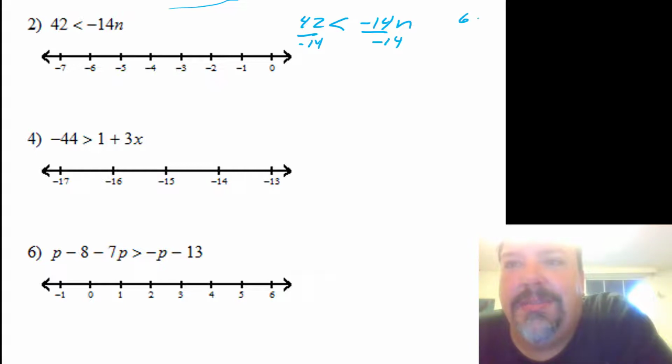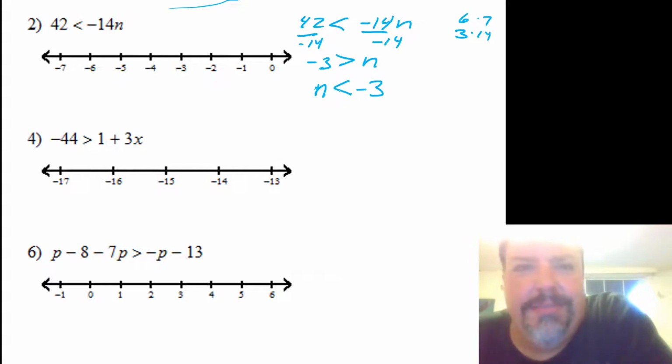42 is 6 times 7. So that means that if we do times 14, that would be 3 times 14. So 42 divided by negative 14 is going to be negative 3. And since we divided by negative, we should be flipping this. So we're going to have negative 3 is greater than n. And like I said, it's easier to read if we put the variable on the left side. So we're going to have n is less than negative 3.